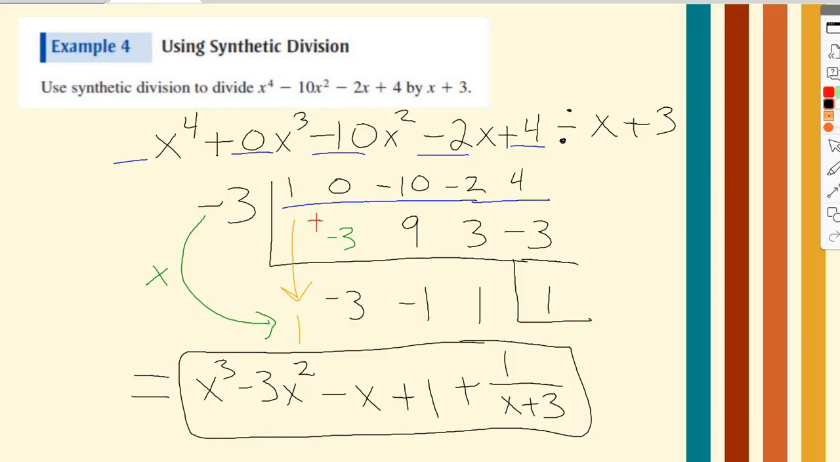What questions do we have about the setup, where we got specific numbers, or how we put it back together to give us our final answer?